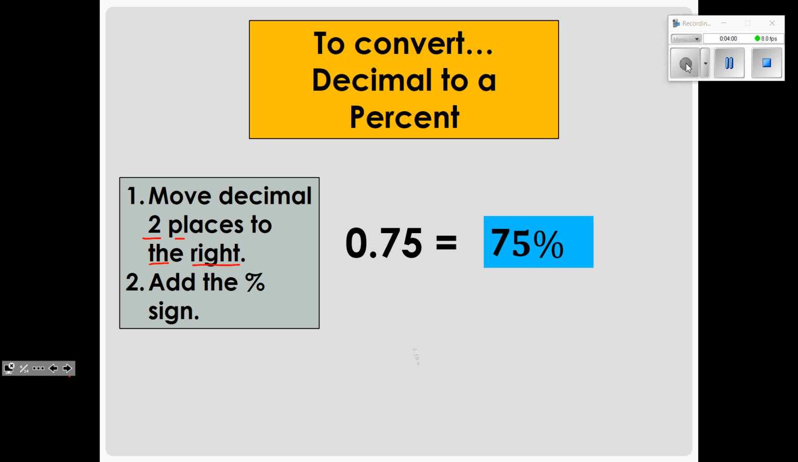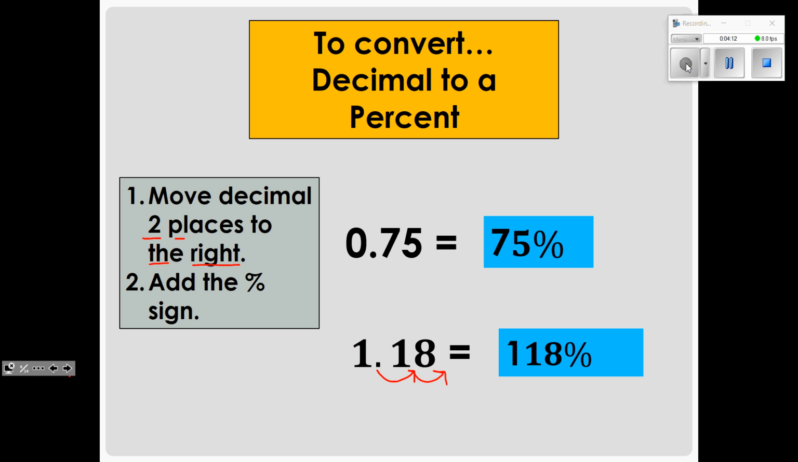Our next example, 1.18. Again, same directions. We move the decimal 2 places to the right, which is multiplying times 100, and put a percent sign at the end, and it would simply be 118%. So here are a couple of examples if you want to write inside your flap next to where you put the instructions for how to do this.